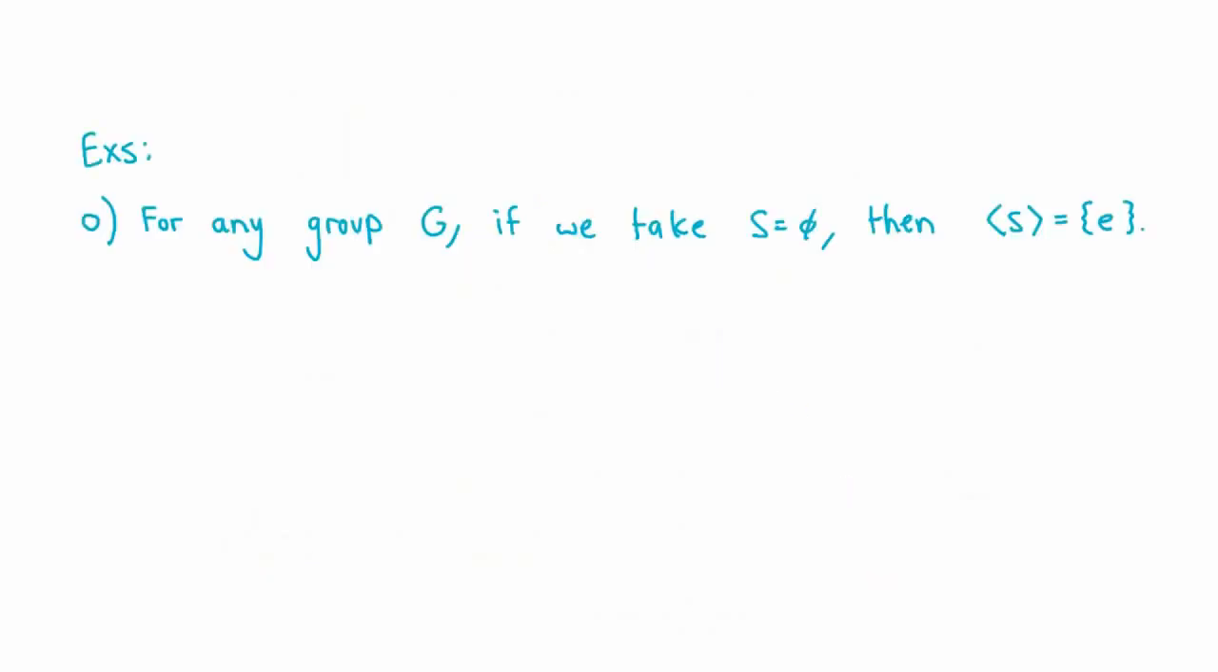Okay, now let's take a look at some examples. Example number 0, which holds for any group G. If we take the set S to be the empty set, then since the trivial group contains the empty set, and since any other subgroup of G contains the trivial group, we have that the group generated by the empty set is just the trivial group consisting simply of the identity element.